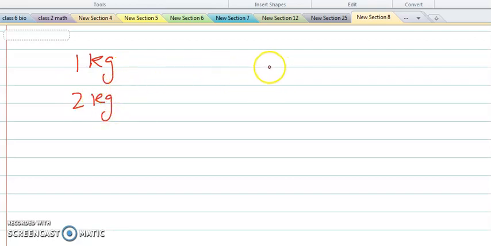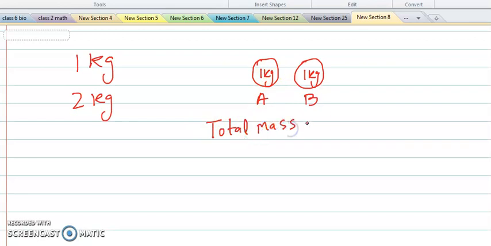Now let's say I have two objects. One object is 1 kilogram and another object is 1 kilogram. This is object A. Let's say this object is B. Now, to take their total mass, I will add their mass. Like 1 kg plus 1 kg will make 2 kg. So the total mass for A and B will be 2 kg.